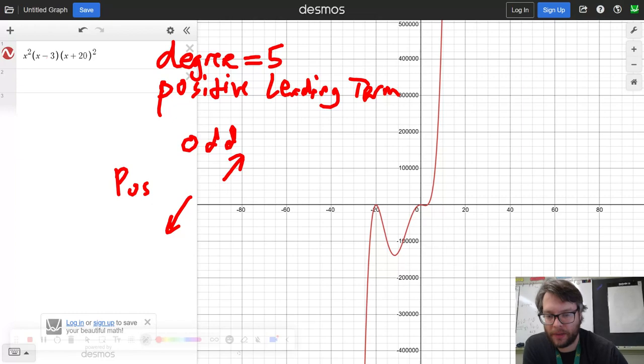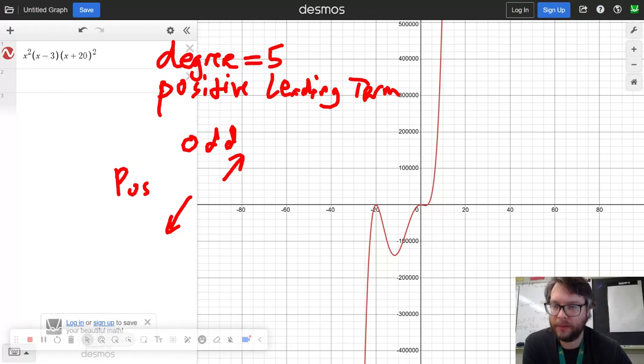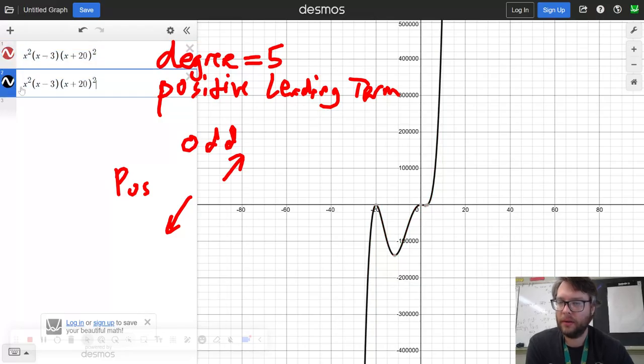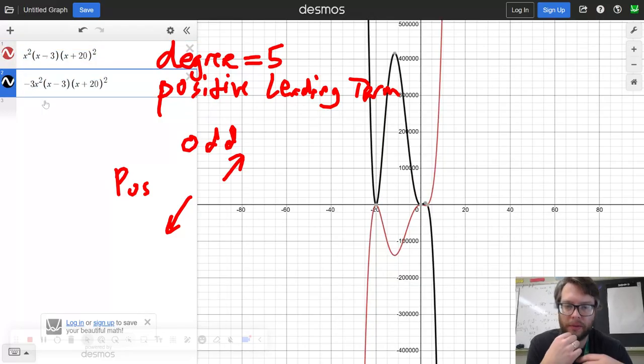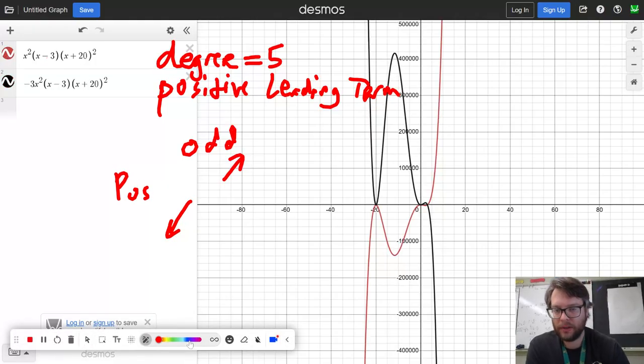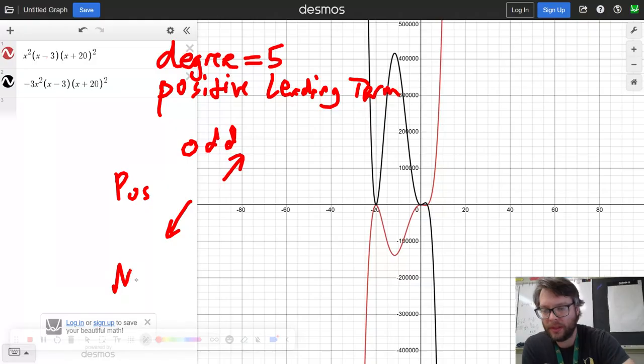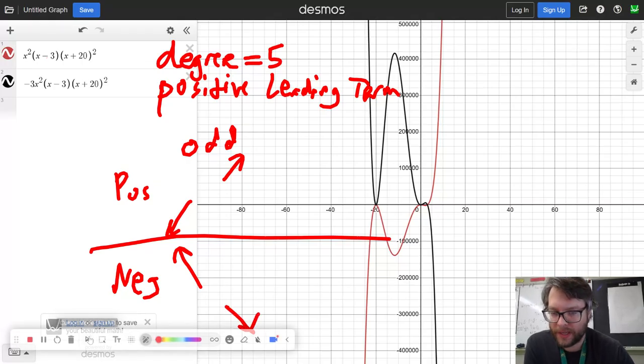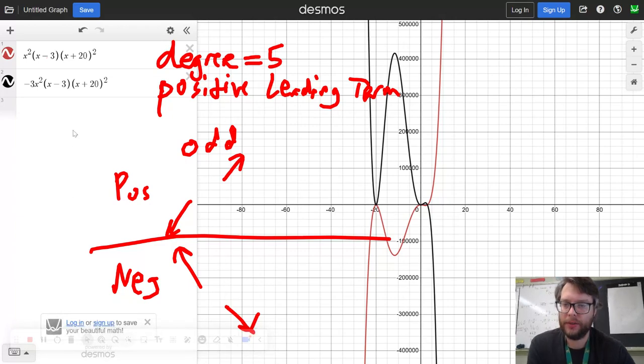Let's see what happens if I put a negative in front of it. So I'm going to copy this same graph, paste it down here, put a -3 in front of it. The ends switched. Look at that. So now, let's add that to our notes here, that if I have an odd degree with a negative leading term, now my graph starts high, ends low.